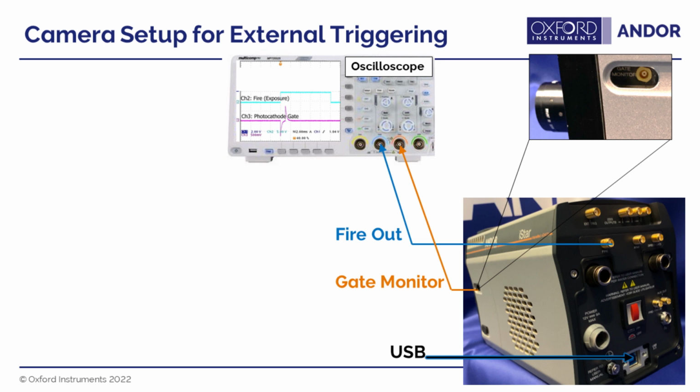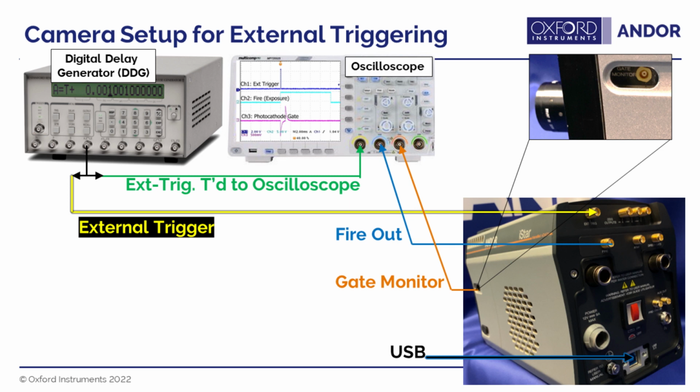We then also have a fire out pulse from our iStar sCMOS plugged into the oscilloscope. This will then let us know when and where the sensor is acquiring and when it's not acquiring, and whether it's active or not. And then we also have an external trigger, and we're generating this external trigger pulse through a digital delay generator that we have set up. So we have this external trigger plugged also into our camera to trigger it. We also have it plugged into our oscilloscope, so we can see where various features such as the fire out and the gate monitor lie in relation to this external trigger pulse.